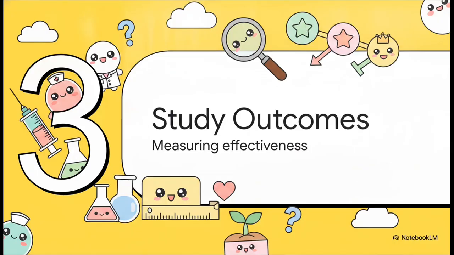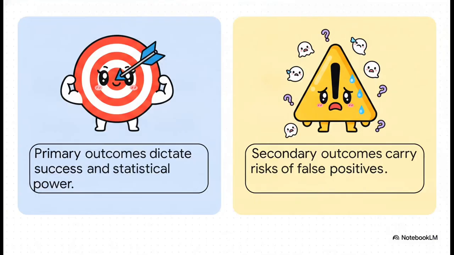Section 3. Selecting your study outcomes. Before you can measure a study's effectiveness, you have to clearly contrast your outcomes. And as a general rule, the fewer outcomes, the better. Your primary outcome is the single most relevant variable to answer your main research question. It literally determines whether your trial is a success or a failure, and it dictates the statistical power and the sample size for your entire study.